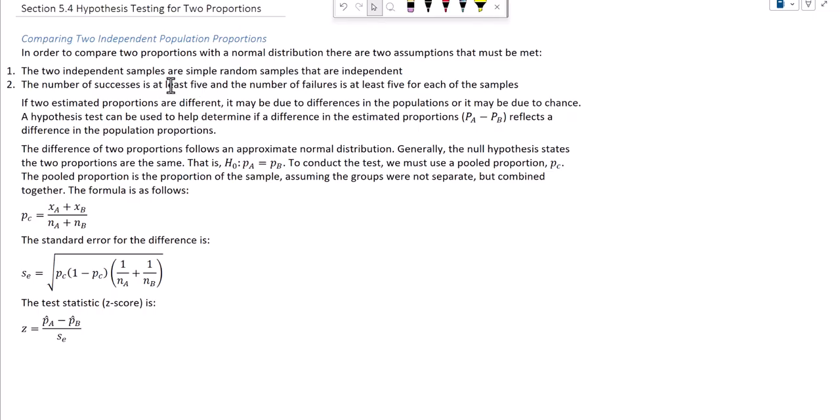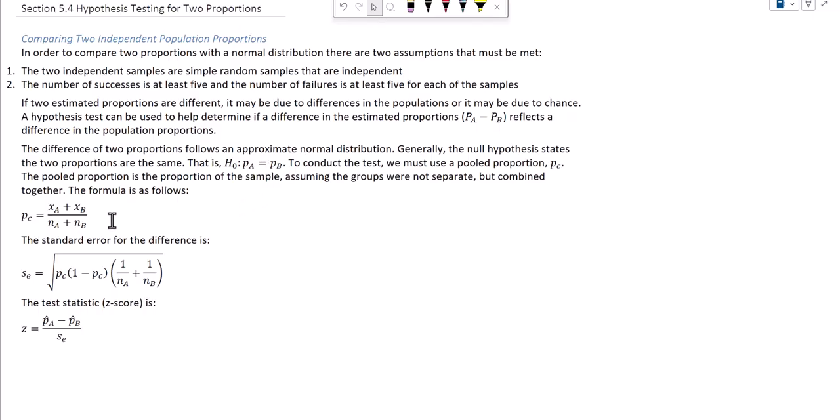And then this one you'll want to check. The number of successes should be at least 5, and the number of failures is at least 5 for each of the samples. So in this case, what we're doing is trying to see if two proportions that we find are different or the same. And we still have the same steps as we had with our previous hypothesis tests. The null hypothesis is that the proportions are going to be equal to each other, and then the alternate can be that they're different. One is less than or one's greater than.